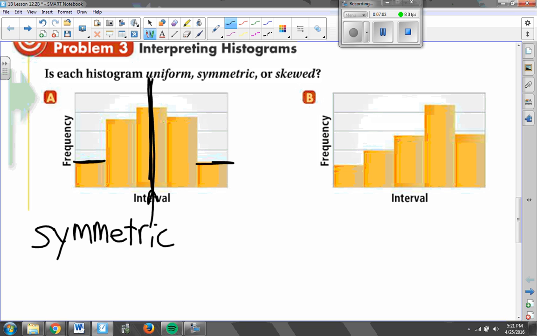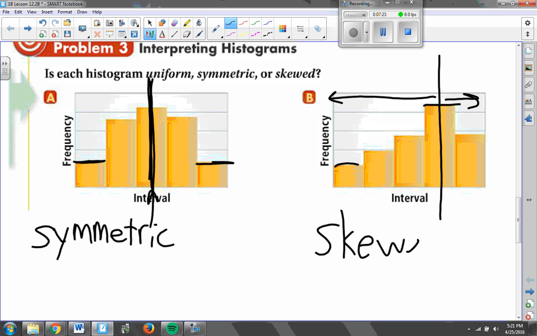Definitely symmetric. This one in letter B, again, I see one bar that's much higher than another, so I would not call this uniform. This highest point right here is obviously farther to the right than to the left. There's a lot more over here than there is over here. So this one would be called skewed.